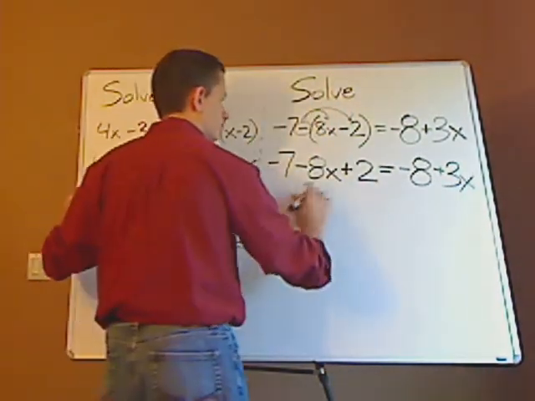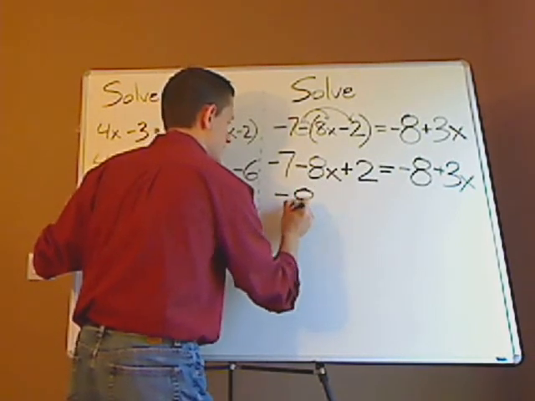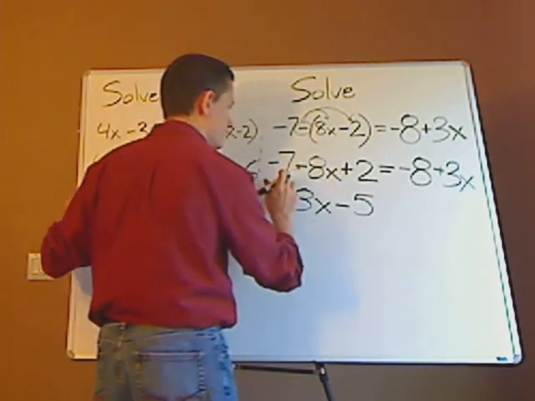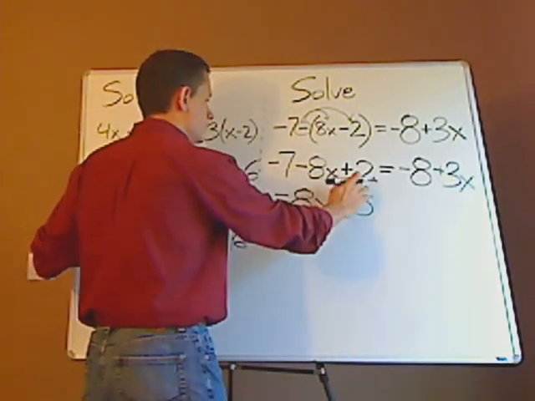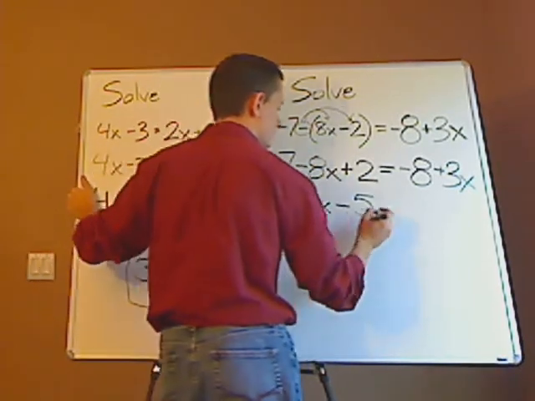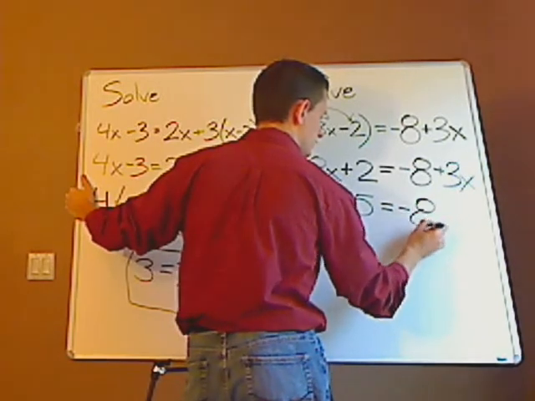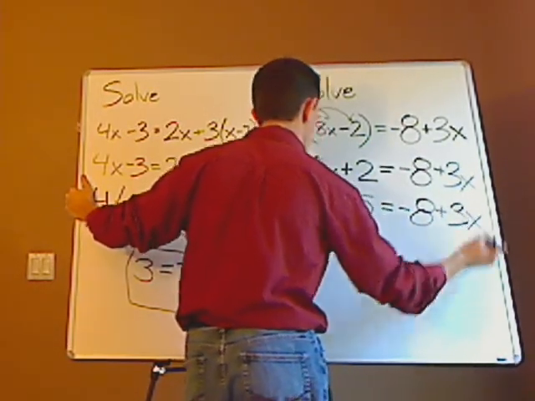I can still simplify this. So this would be a negative 8x minus 5, right? Because that's on the same side, so you just take it as is. Negative 7 plus 2 gives you the negative 5. Sorry, minus 5. Equals negative 8 plus 3x.